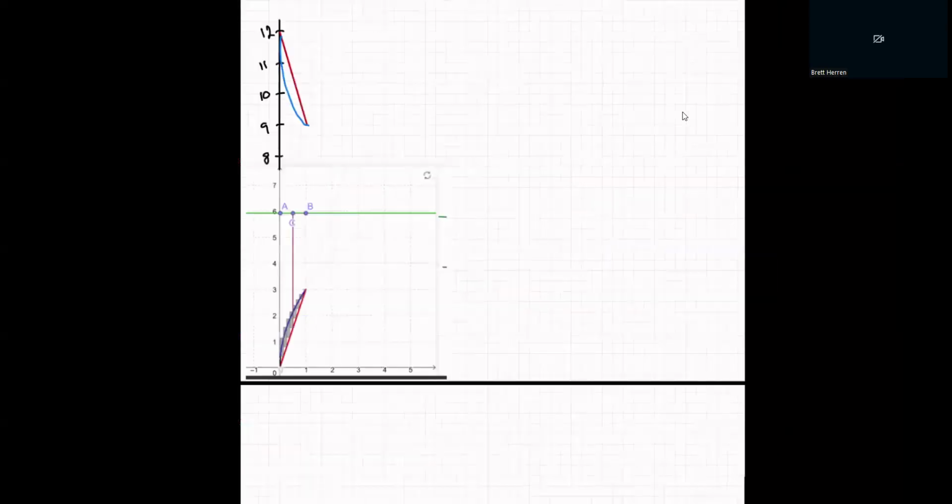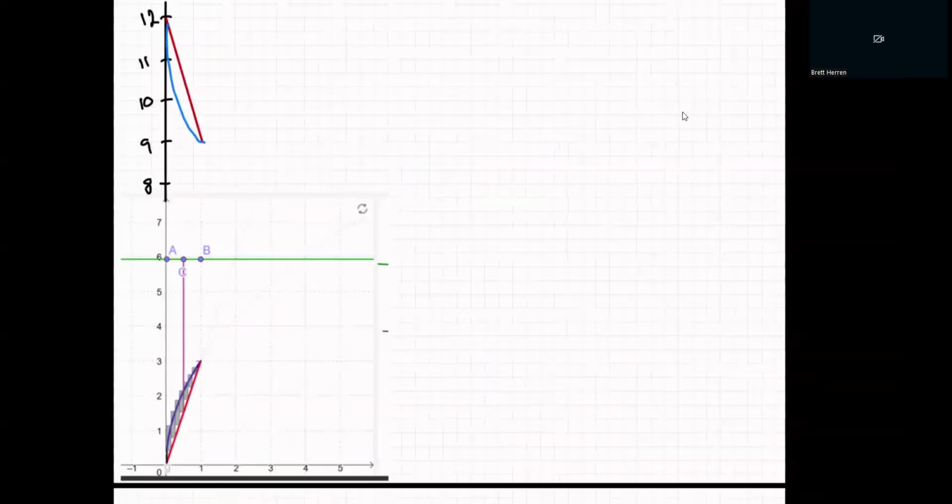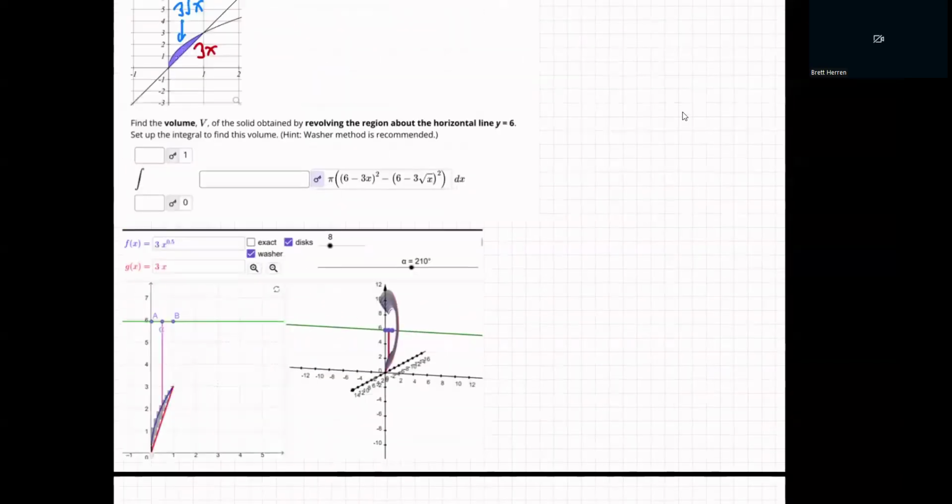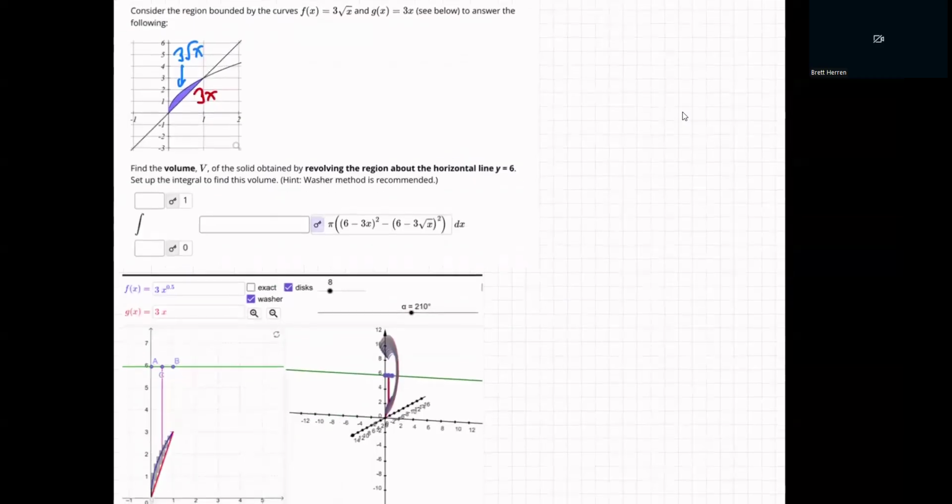Down here, I actually drew more of the picture and I extended it. This is the line y equals 6, so we're going to rotate it up this way, right? We're rotating about that line right there. So everything's going to flip up to there. Okay, so that's what we're talking about. We see it in 3 dimensions. How are we going to find the volume?